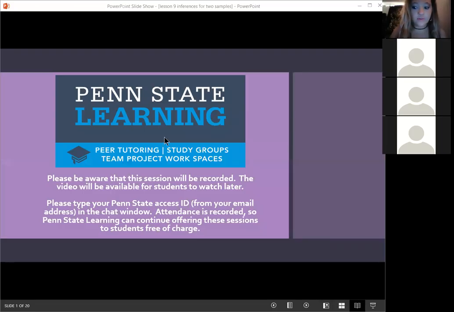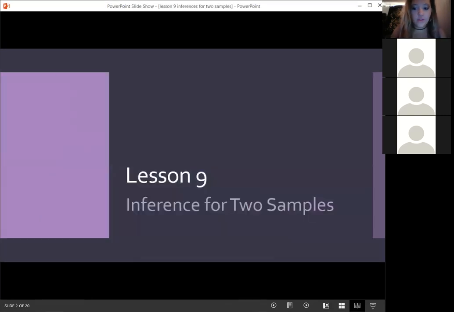We are going to do lesson 9 this week. So this one's going off of lesson 8. A lot of the things were the basis that we talked about in lesson 8. Now we're getting a little more complicated. So we're doing inferences for 2 samples this time.